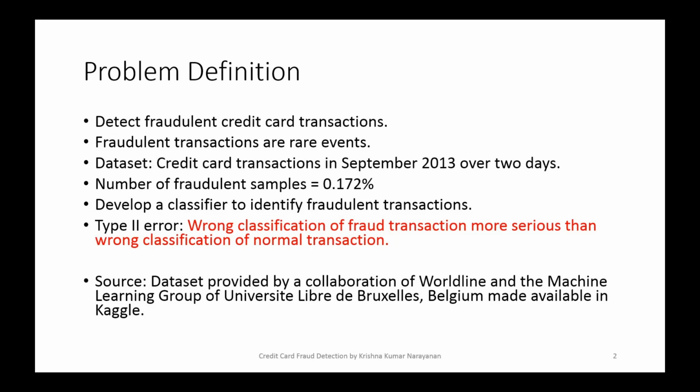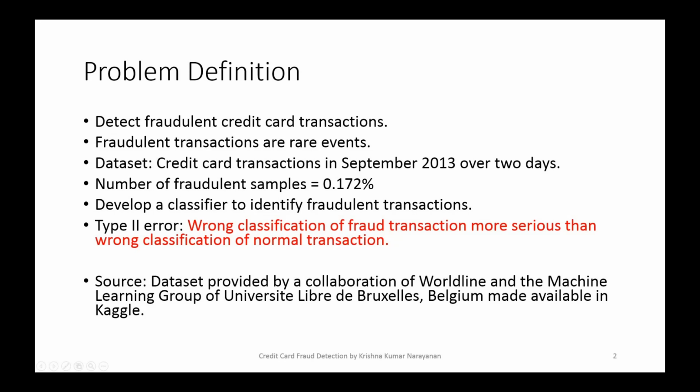Important here is to note the data set is an imbalanced data set in that we have only 0.172% of the entire samples labeled as fraudulent. And the data set is recorded over 2 days in September 2013. The data source is from Worldline and the Machine Learning Group of University of Brussels in Belgium, and they have made it available on Kaggle.